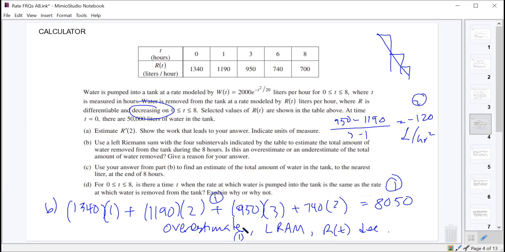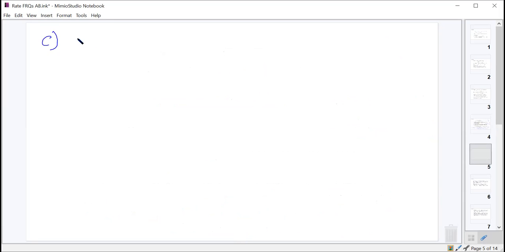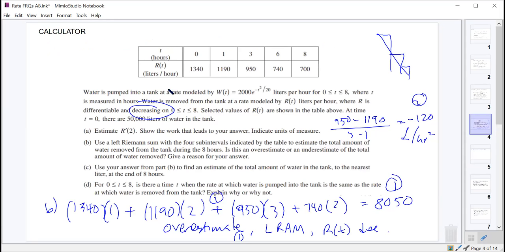Okay. All right, part C, we want to find an estimate of the total amount of water in the tank to the nearest liter at the end of 8 hours. So, the total water in the tank ought to be the initial amount minus the amount of water that leaves plus the amount of water that enters, because there's water entering also, right? It's pumped into the tank at W of t. It's leaving the tank at R of t. Right? So how much did we have initially?